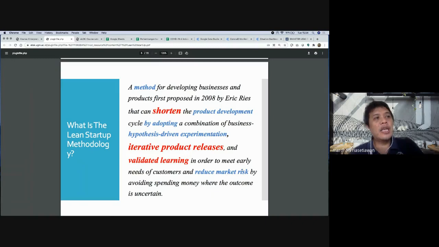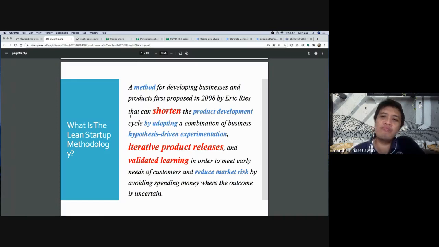And then of course the impact of it is avoiding spending money when the outcome is uncertain, because it will be very harmful for a startup if we spend a lot of money on investment, for example, into product development, but unfortunately we don't care about what the customer needs. So we will build some product that is never ending, and some product that never meets the customer need. So it will be a disaster. So that's the characteristic of the Lean Startup.